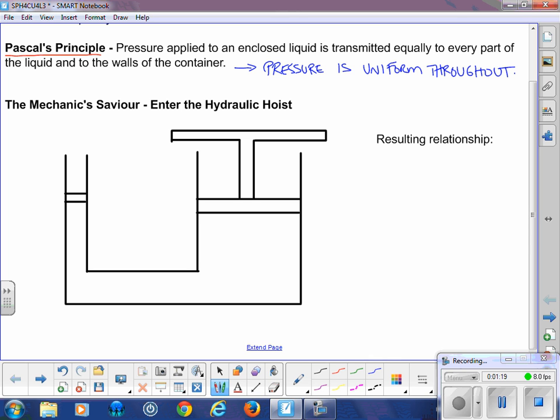The hydraulic hoist looks roughly like this, not exact, but basically we have a small piston over here, and that's where the small downward force is applied. This is the cylinder that actually does the lifting. So it's applied on the piston here. By pushing that piston downward, it increases the pressure in the system.